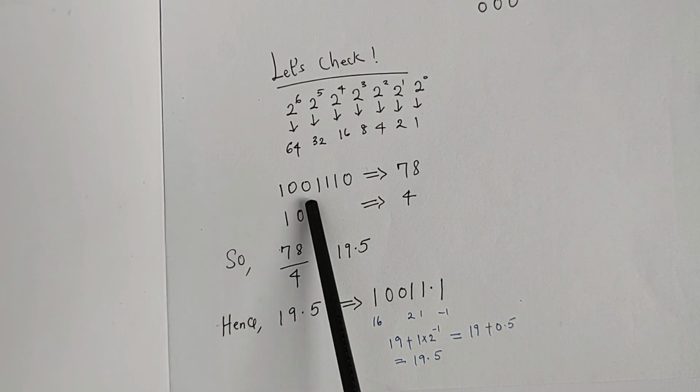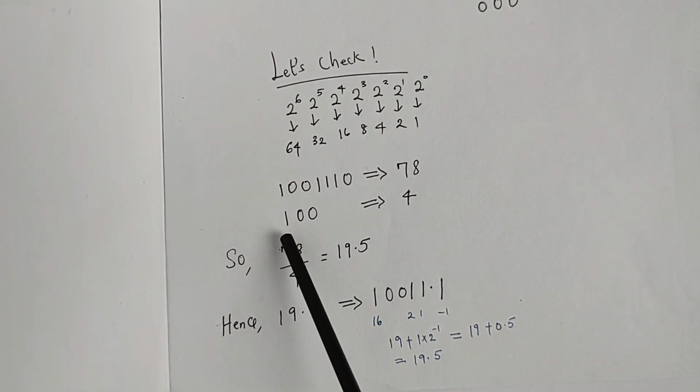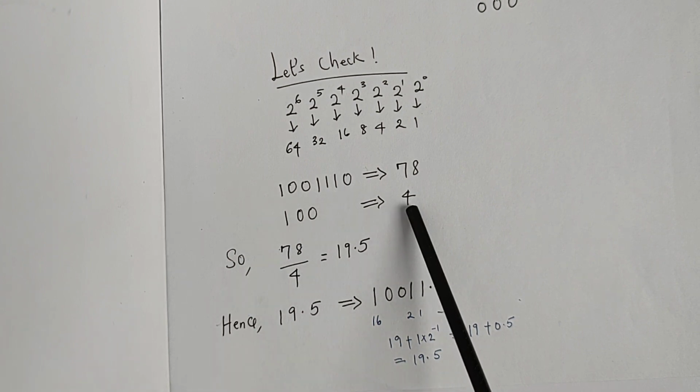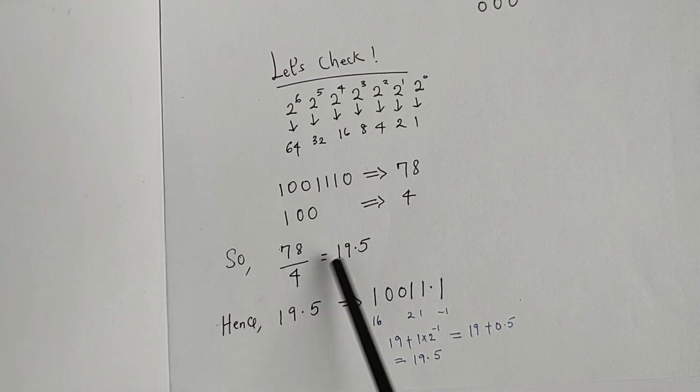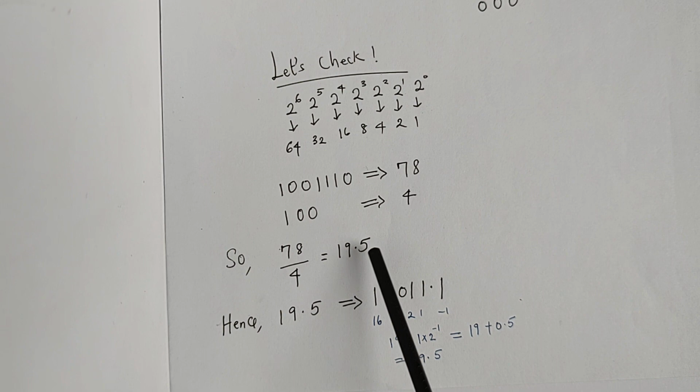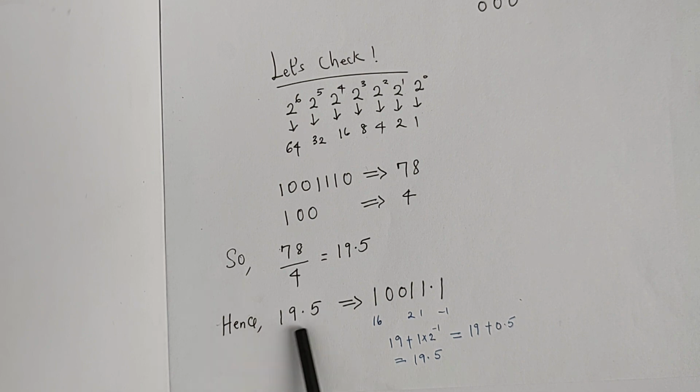So 1001110 is equivalent to 74, and then 100 is equivalent to 4. Now we have to carry out the division of these numbers. It's going to be 78 divided by 4. That is going to give us 19.5. Now let's convert 19.5 to binary. Now you have 19.5 using the direct method.